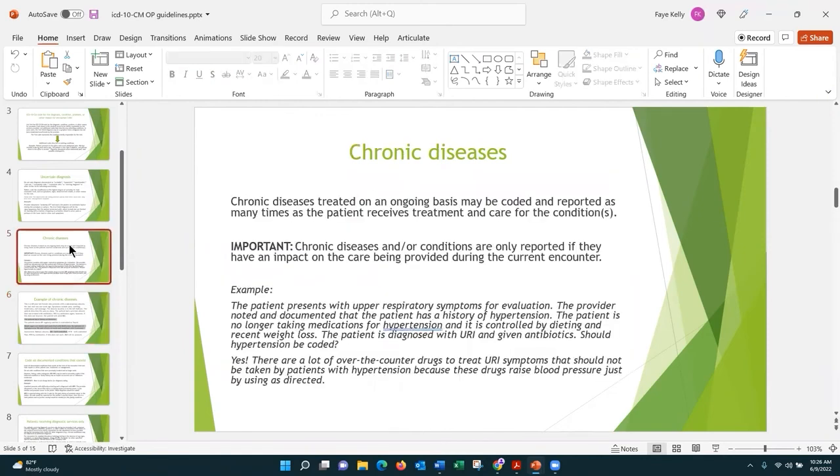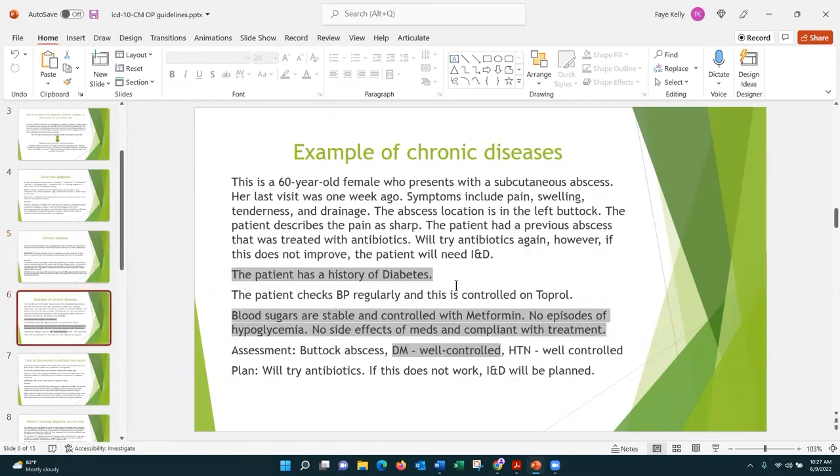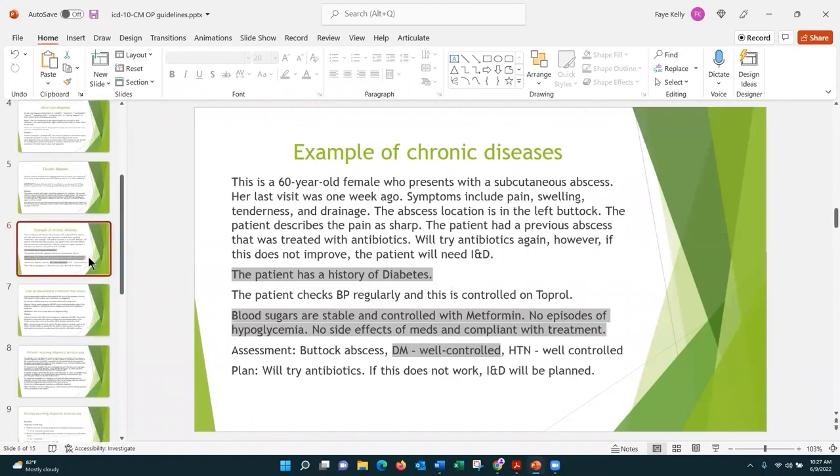If we go back, chronic diseases treated on an ongoing basis may be coded and reported as many times as the patient receives treatment and care. So this is a guideline that you really want to make note of in your notebooks.